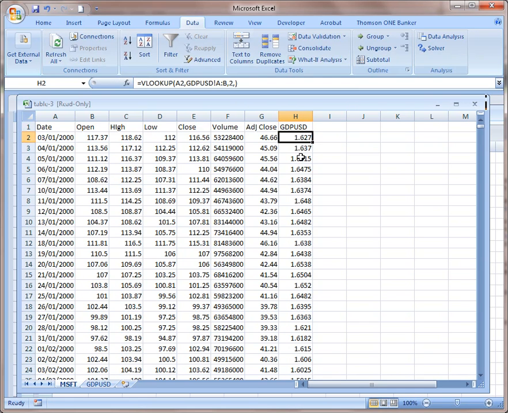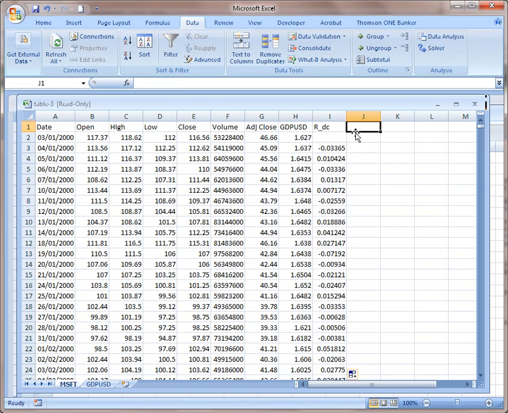GBPUSD. Then what we need to do is calculate the return in domestic currency. We call it RDC, which will be something like this minus that, divided by this.